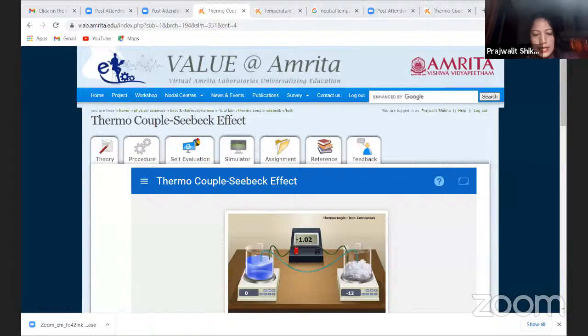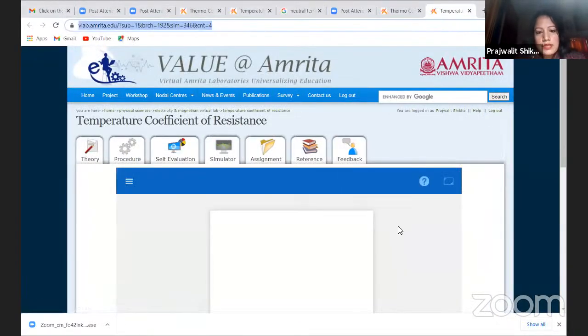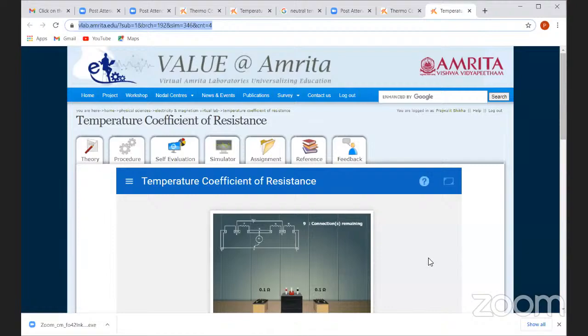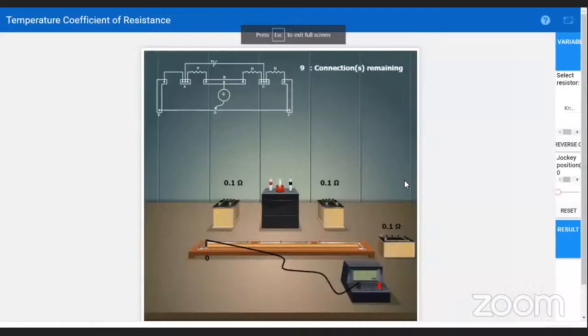So for that, again, I'm going to the same. Yes, my screen is visible. Yes, it's visible. Okay, thank you.